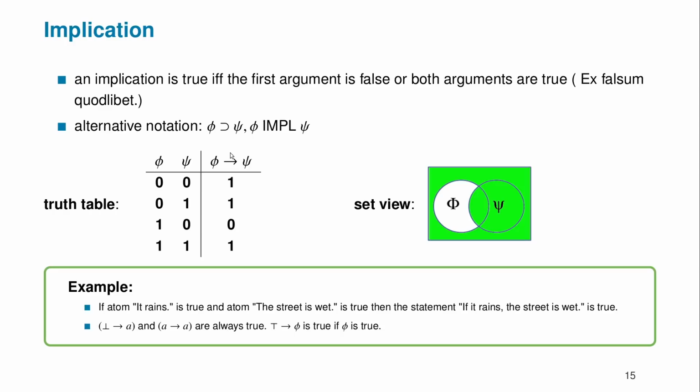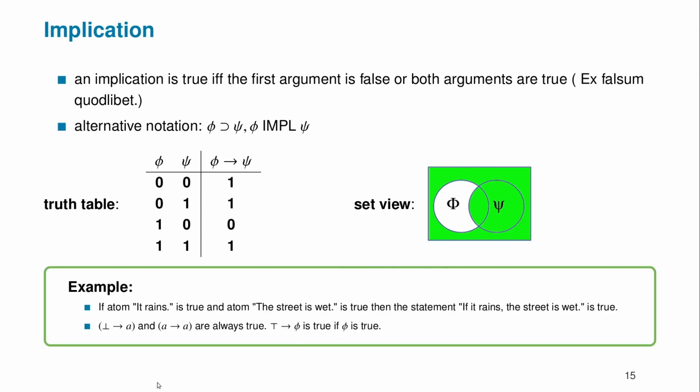Yeah, so when psi is false, then the implication is true. This is all the assignments outside of the circle of phi. And also if phi is true, then all assignments that satisfy psi are here in the set of satisfying assignments of the implication.